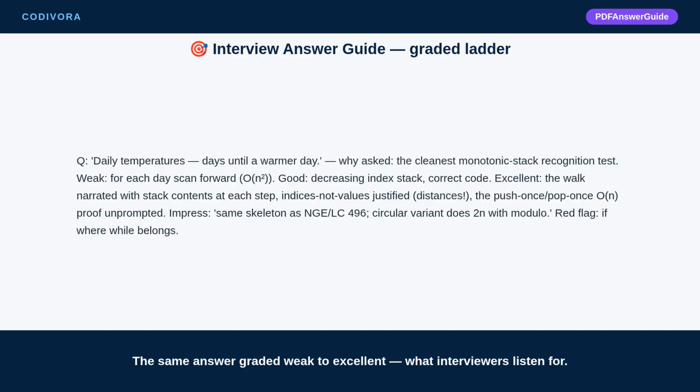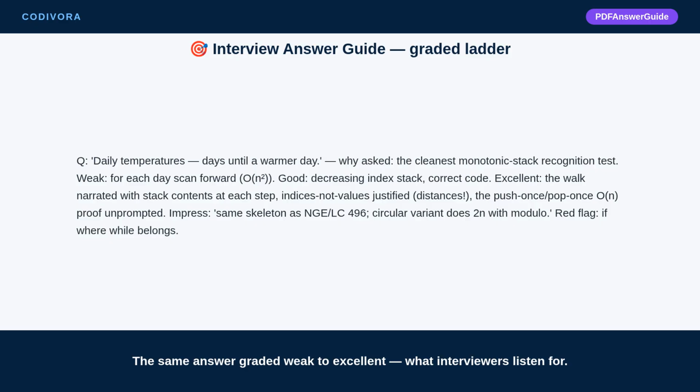Question: MinStack with O(1) getMin. Weak: scan the stack on getMin, O(n). Good: aux stack, push when smaller. Excellent: aux as min-so-far snapshot per depth, explained, why pops rewind history for free, plus the repeat-on-equals subtlety. Push equal minimums, or popping one loses the other. Red flag: a single min variable. What happens when a min is popped?